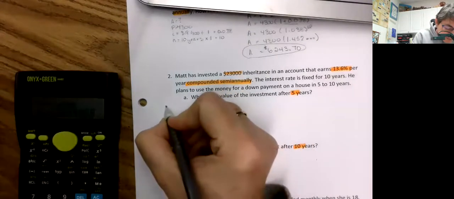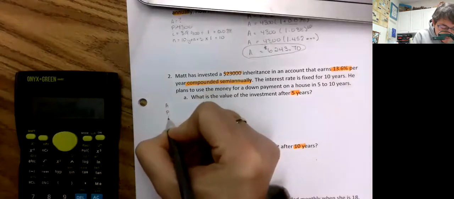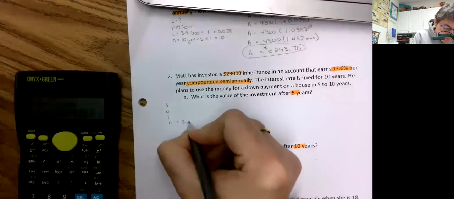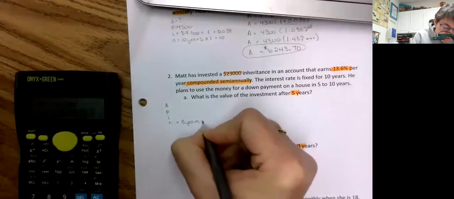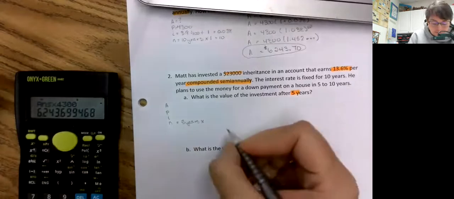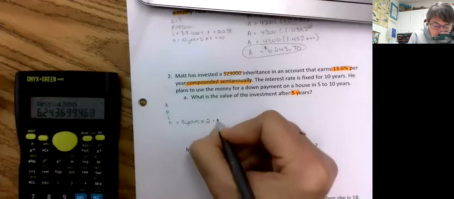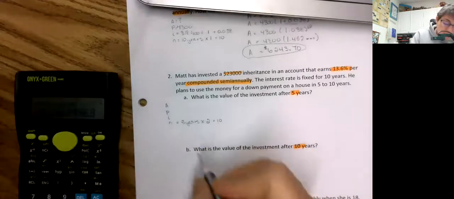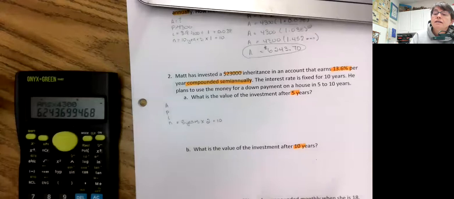Let's make it happen. A, P, I, N. So I've got 5 years. Remember, semi-annually is 2. So in other words, every 6 months, they do the calculation, add that extra interest in. So instead of a little extra being added 5 times, it's actually going to be added 10 times. But then when you do that, your interest rate with semi-annually basically gets cut in half.